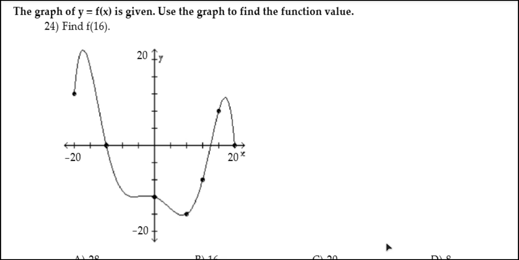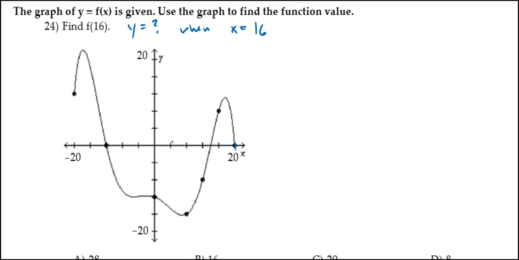24 is asking us to find f of 16. They've sort of laid out here that y is what we mean by f of x, that f of x gives us a y value. So this is essentially saying, what is my y value when x is equal to 16? So where is x equal to 16?